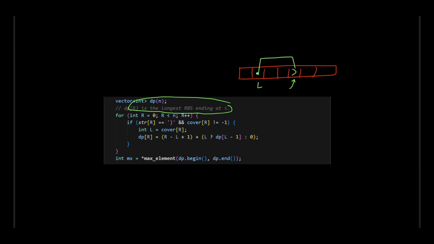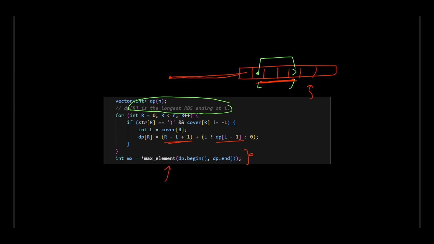Suppose the cover is over here, then this string from L to I, since that is a cover and cover is a valid parenthesis, has length I minus L plus 1, and then you have to extend this to the left as much as possible, since every valid parenthesis is a concatenation of covers. So that's why you add dp of L minus 1, and at the end, whatever is the maximum length of any substring that is valid and ends at I, that is your answer.